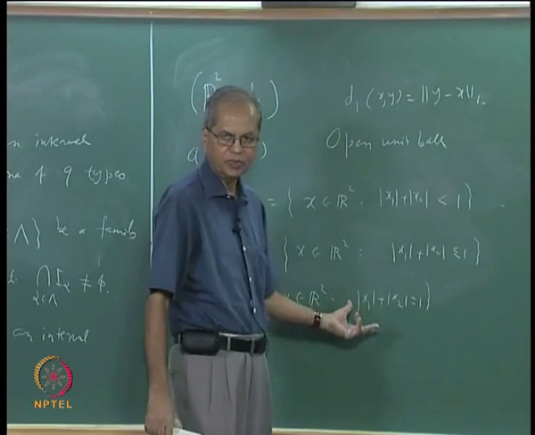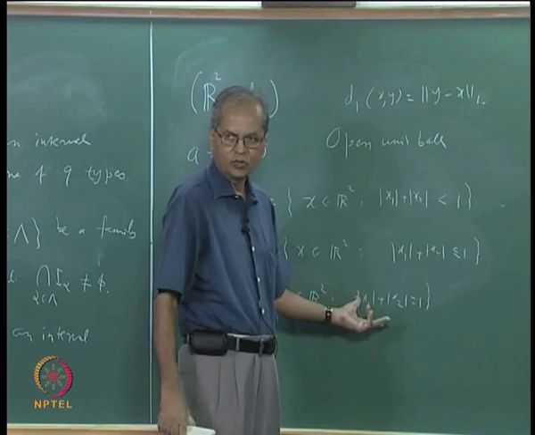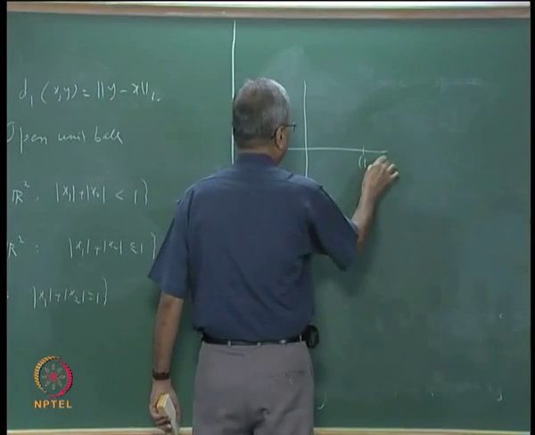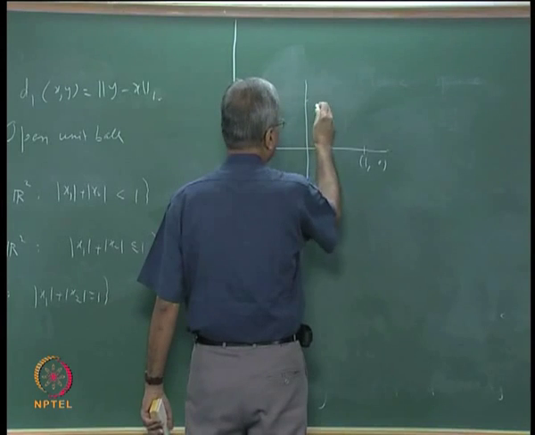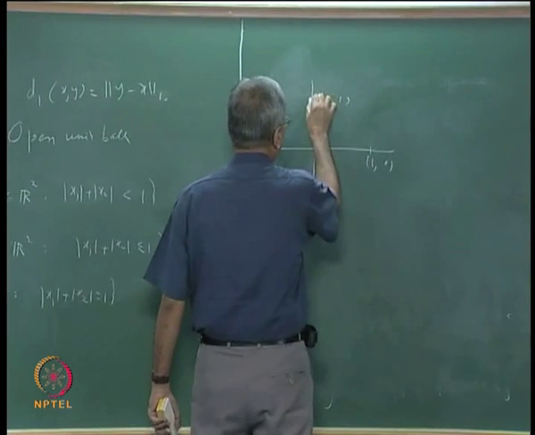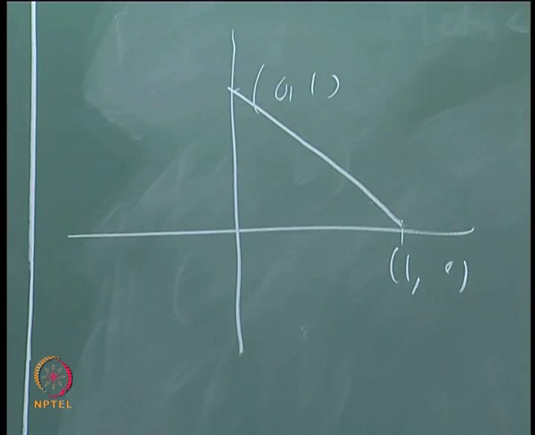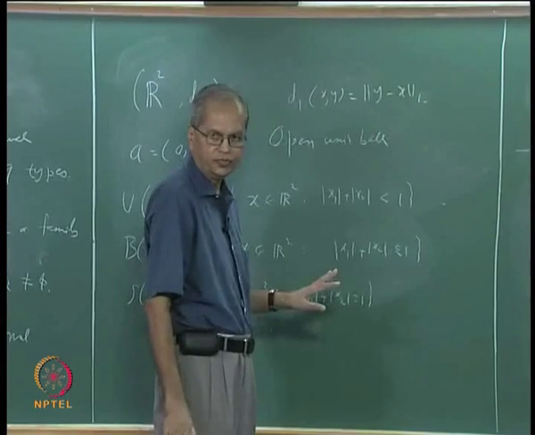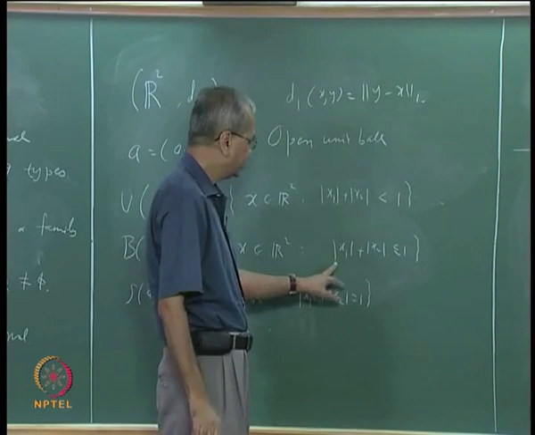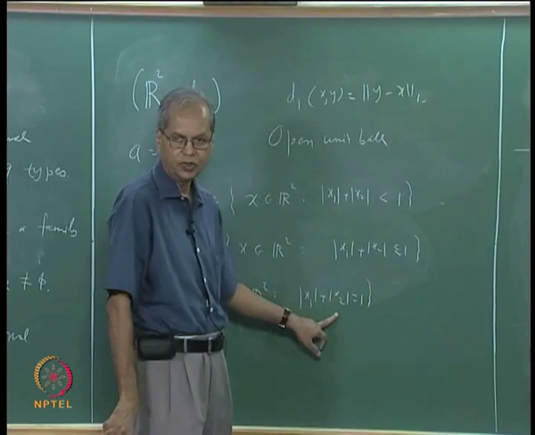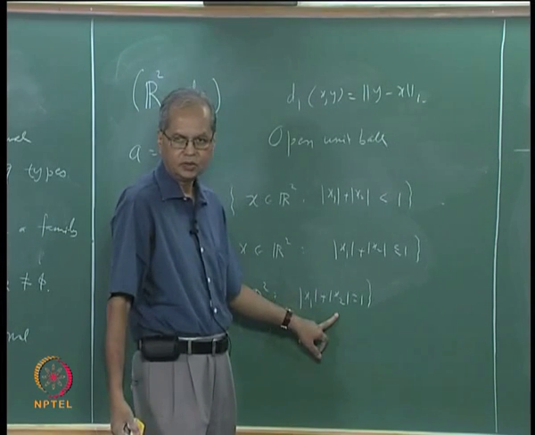What does that represent? It is a straight line. It is a straight line passing through the points (1, 0) and (0, 1), right. It is this straight line. Now take another case, suppose x1 is positive and x2 is negative. Then this will become x1 minus x2 equal to 1. What will that represent?